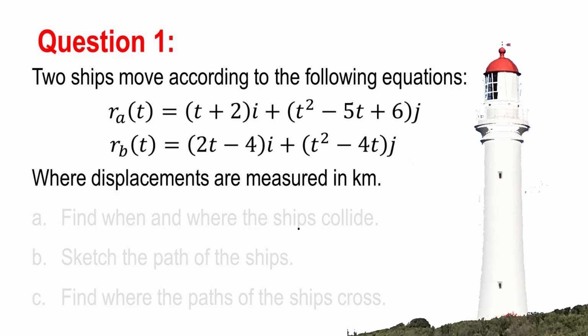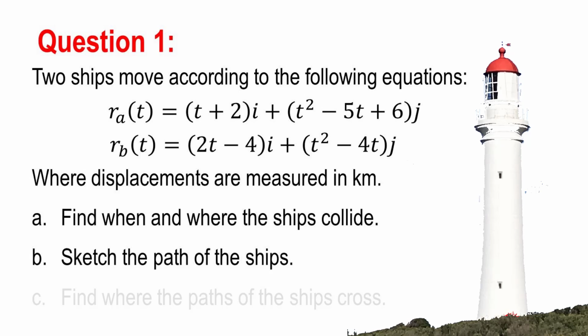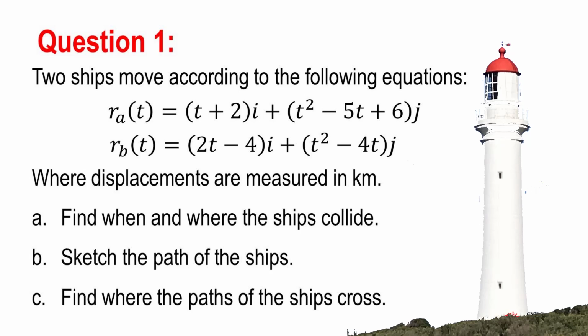Two ships A and B are observed from a lighthouse at an origin O. Relative to O, their position vectors are R of A and R of B. Distances are measured in kilometres here. We're not trying to trick you with units in these sort of questions. Find when and where the ships collide. Let's sketch the paths of both ships and find where the paths of each ship cross.